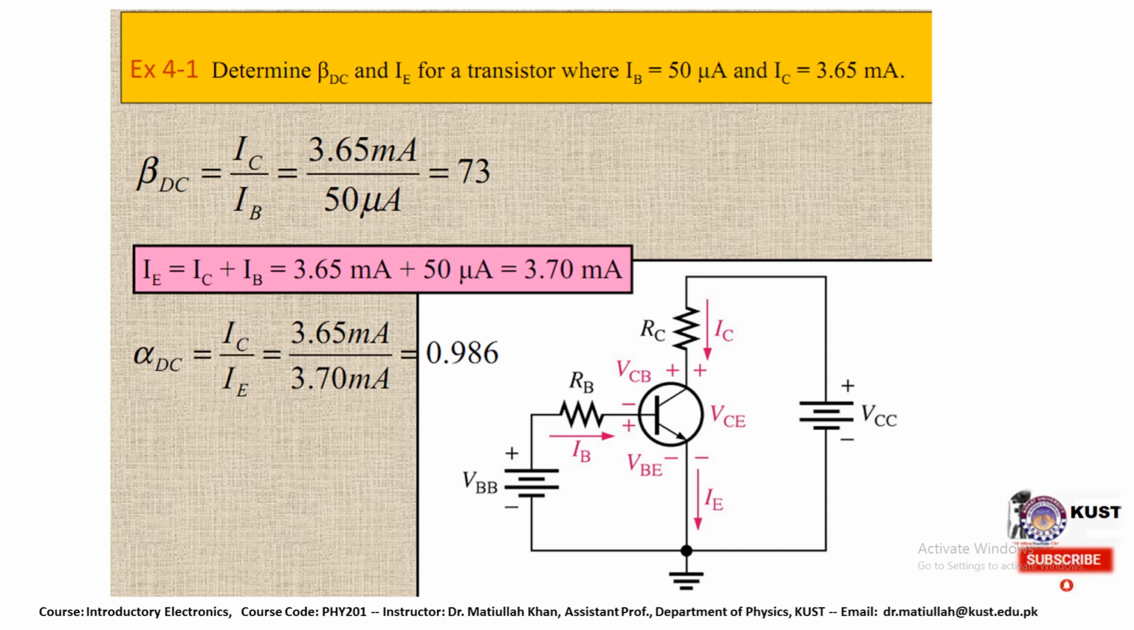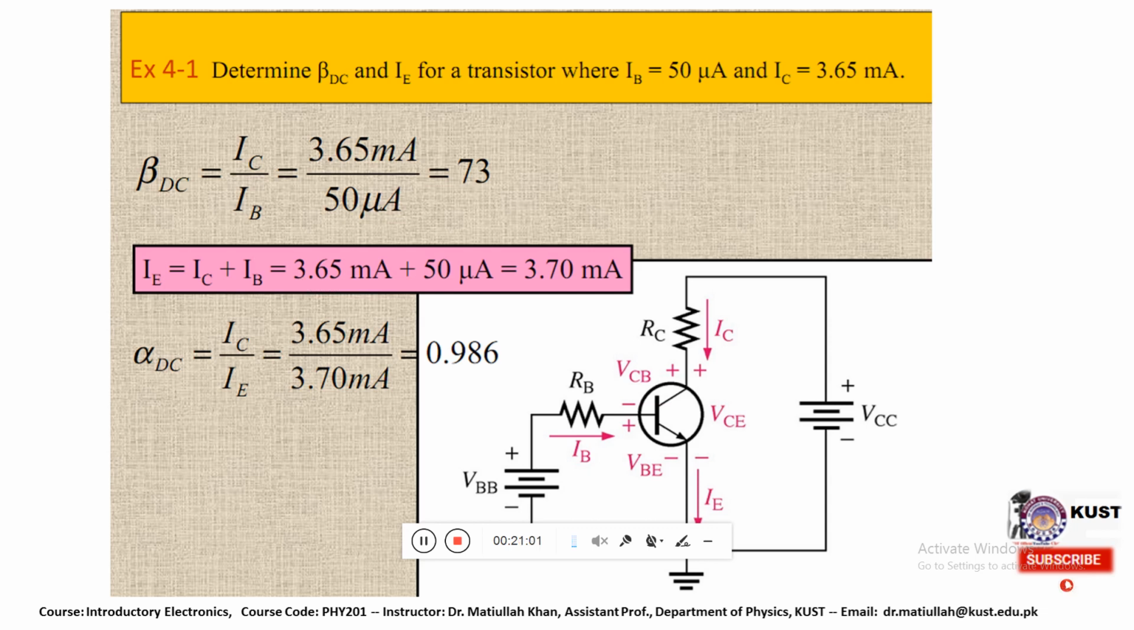To find the magnitude of the emitter current is very simple. We just need the values of the base current and the collector current. The collector current is 3.65 milliampere and the base current is 50 microampere. So the total magnitude is 3.7 milliampere.